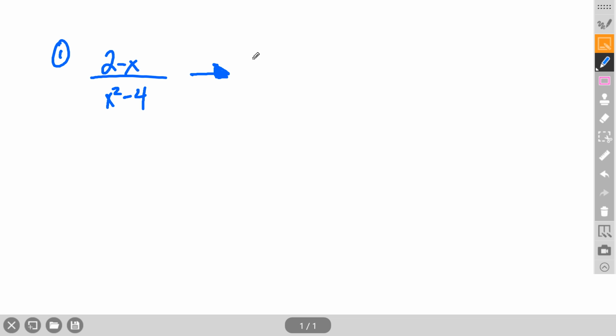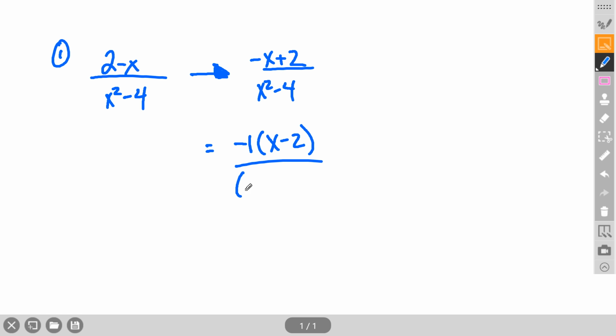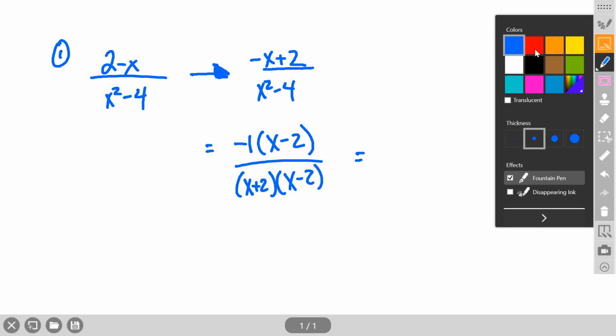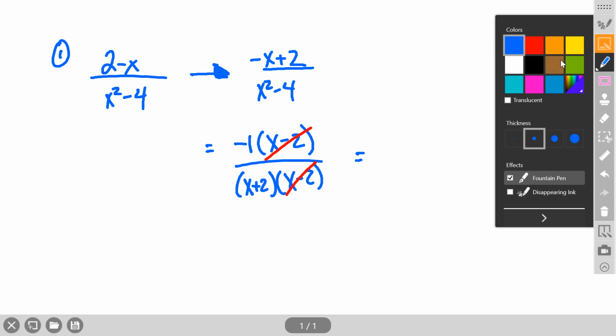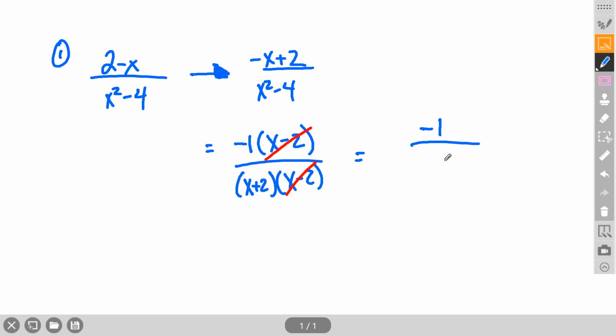Well, of course, the numerator here is in the wrong order. Let's fix that. In the numerator, a negative 1 needs to be factored out because the first term is not allowed to be negative. And in the denominator, we see a difference of 2 squares, x plus 2, x minus 2. We see a factor in common of x minus 2, which can cancel. So in the numerator, we're left with negative 1, and in the denominator, we're left with x plus 2.